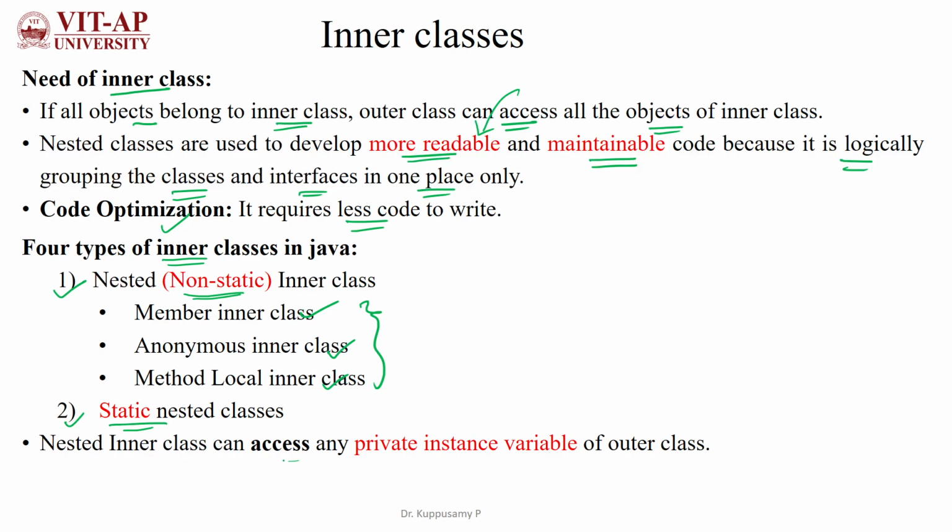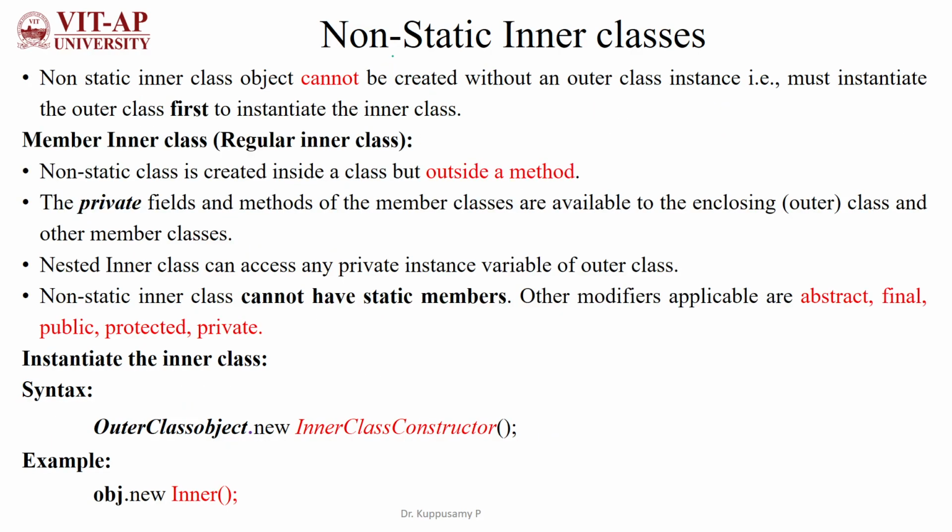A nested inner class can access any private object variable of the outer class, which we have already seen. The inner class can also access the outer class object variables. The outer class can also access all the object variables of the inner class. Here we will see the first category, the non-static inner class.